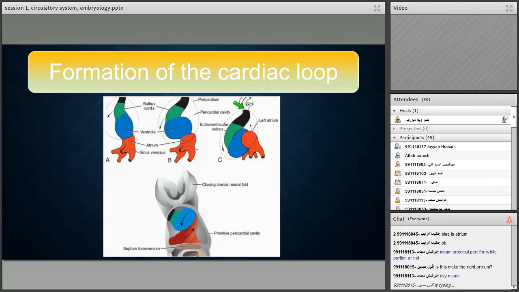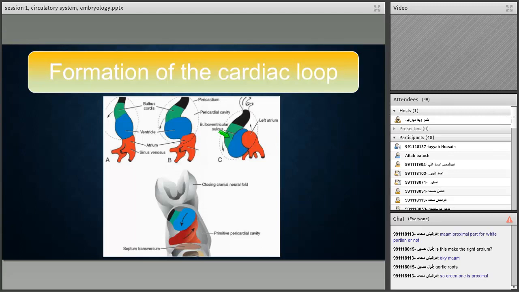I didn't talk about the right atrium. Just listen, I will explain our parts. I said that here we have a common atrium. Common atrium means just one atrium. Then we have the blue one, which is the ventricle, and the bulbus cordis has three parts. The green one is the proximal third. Then we have the black, and at the distal side we have the white part. The green part is forming the trabeculated part of the right ventricle.